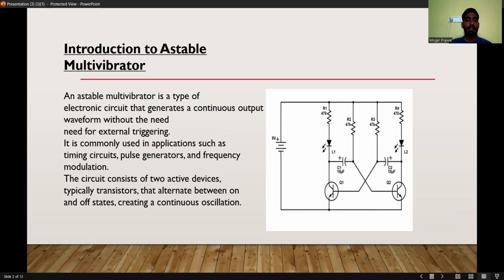An astable multivibrator is a type of electronic circuit that generates a continuous output waveform without the need of external triggering. It is commonly used in applications such as timing circuits, pulse generation, and frequency modulation. The circuit consists of two active devices, typically transistors, that alternate between the on and off state, creating a continuous oscillation.